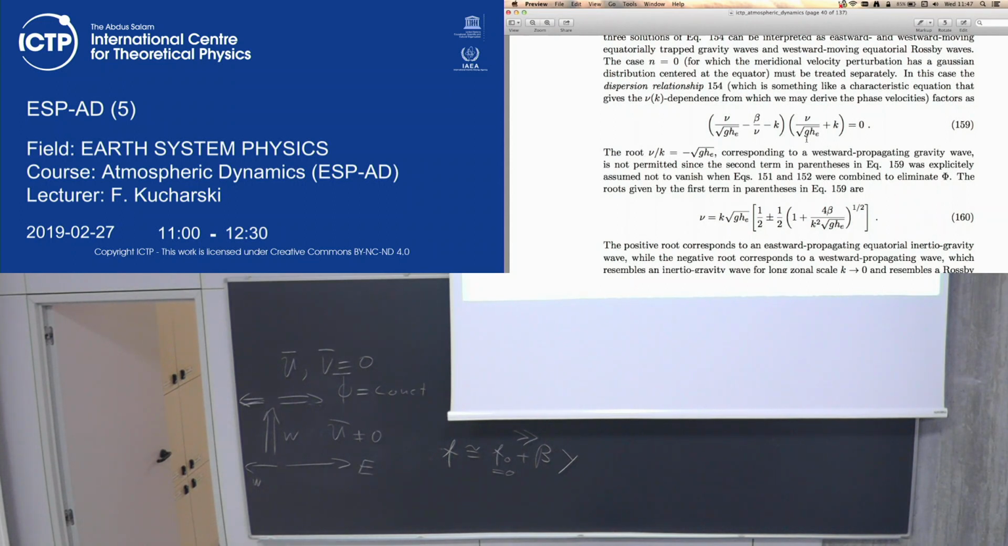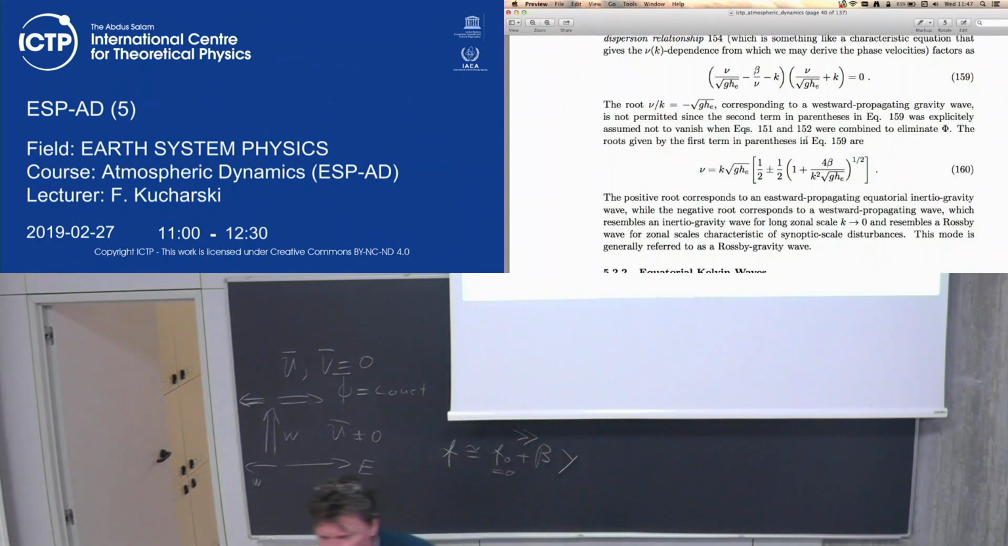It's just the quadratic equation, because it's a quadratic equation for nu. Okay, so you get this expression here, already quite complicated. And you can see this is in general something that we call mixed Rossby gravity wave, because both the beta parameter, which indicates this is a Rossby wave, plays a role, and this gravity parameter, which is the square root of gh, plays a role. So therefore they are called mixed Rossby gravity waves.